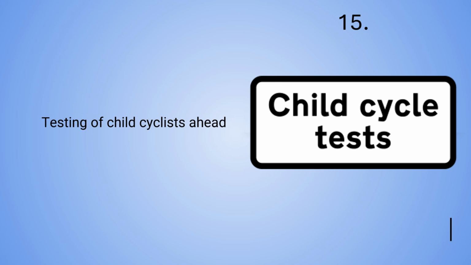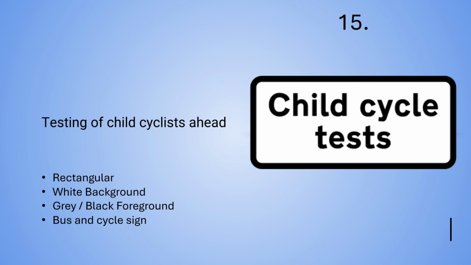Sign number 15. The meaning of this sign is testing of child cyclists ahead. The sign is rectangular on a white background with a gray or a black foreground, and it's a bus and cycle sign. And as you can tell, the sign means that child cyclists are being tested ahead.